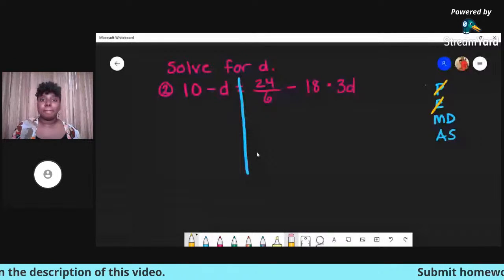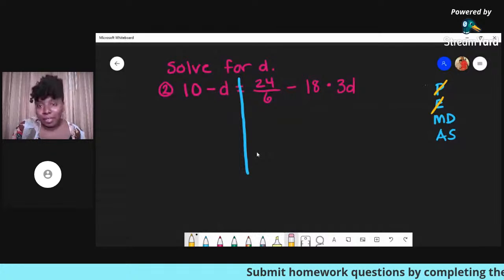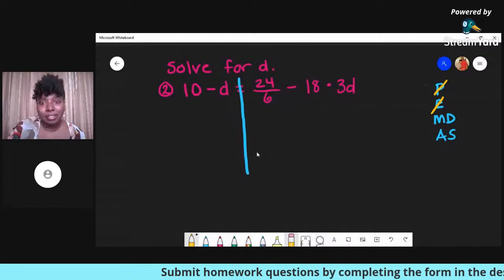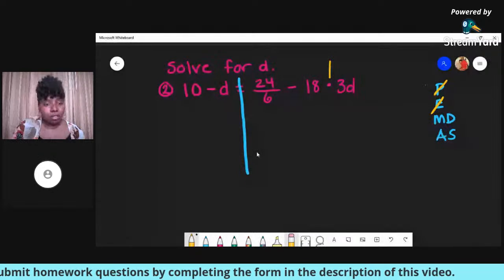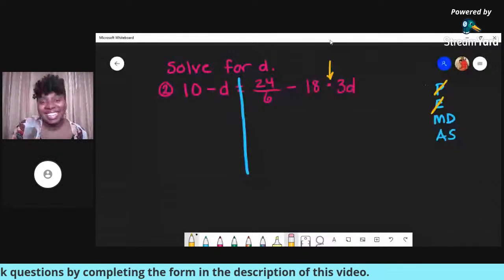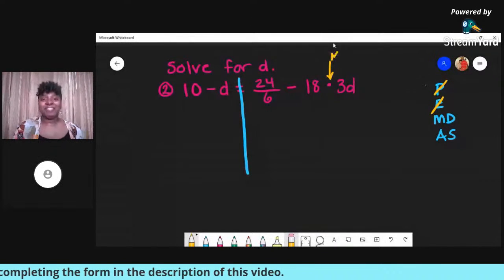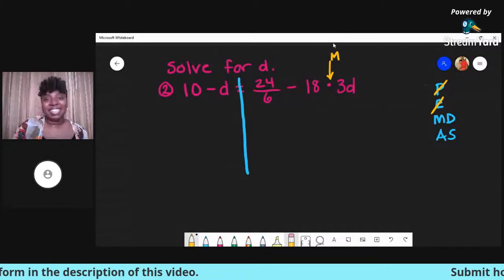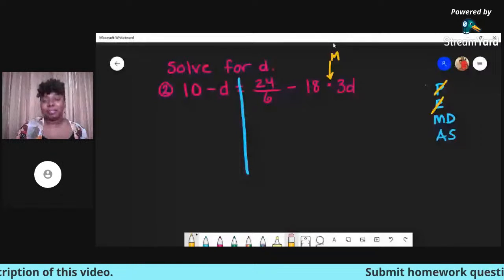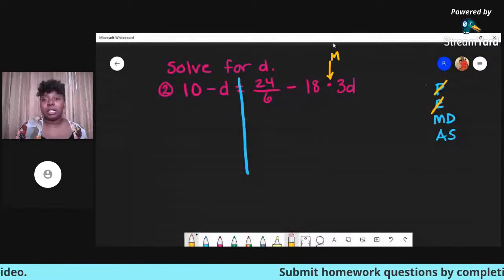Is that 18 minus 3 or 18 times 3D at the end? You tell me, what does this dot mean? Oh, there we go, that's multiplication. I was looking at my phone and it was small. So that is multiplication, so we would need to multiply 18 by 3D. Now, what else do you see?